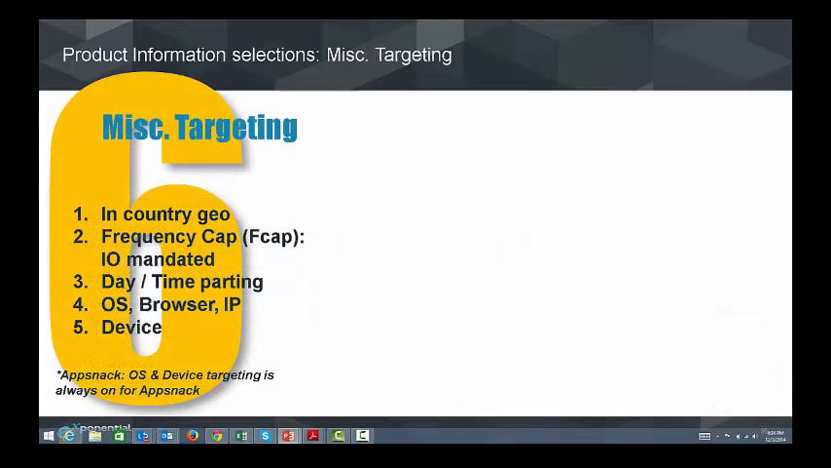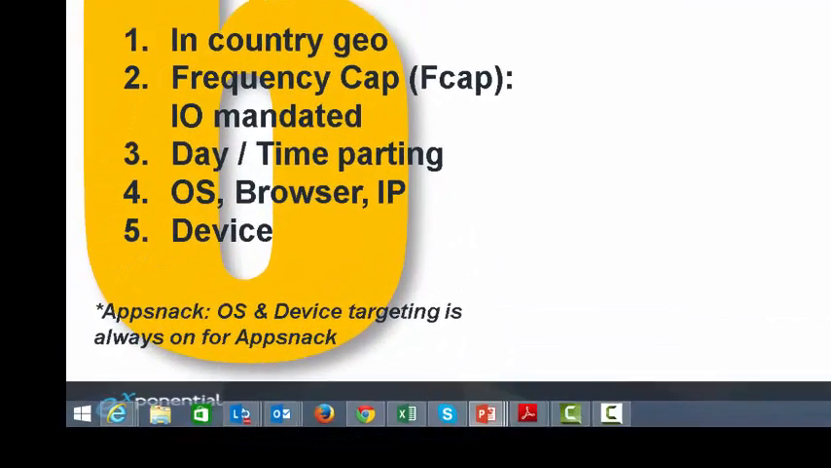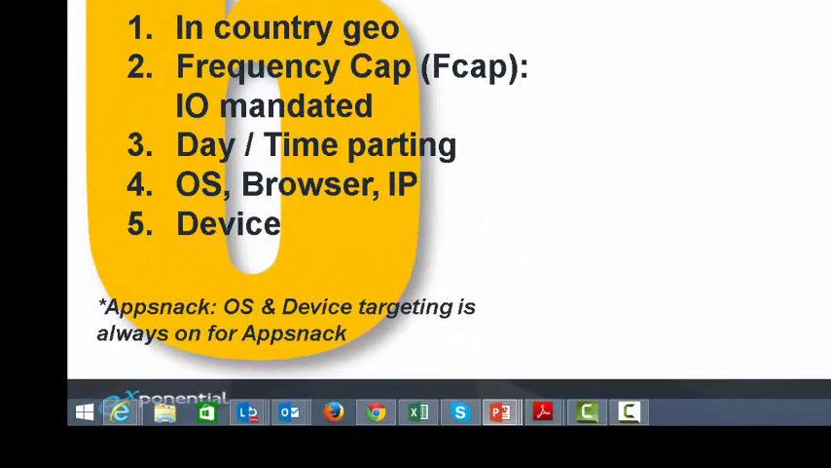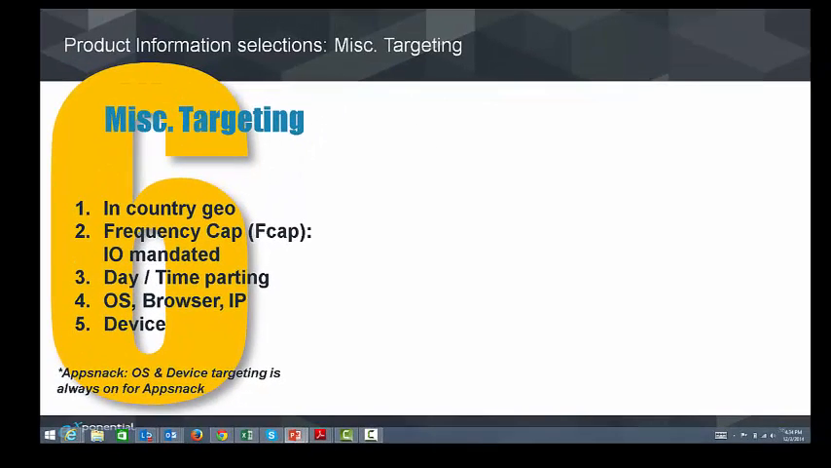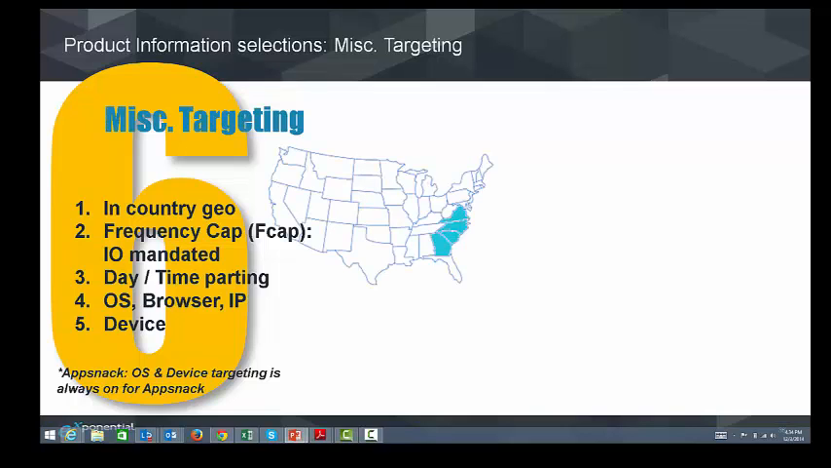Lastly is miscellaneous targeting. These are new to the product field dropdowns, and as you may have guessed, come from the rate card. A placement can have more than one of these targeting constraints on a given placement. First is in-country geo, which is a specific city or state within a country, like Paris, France.